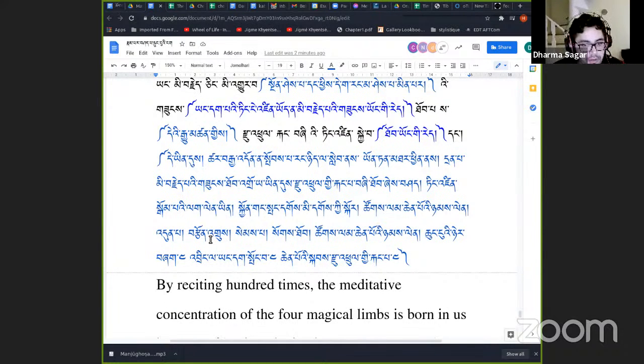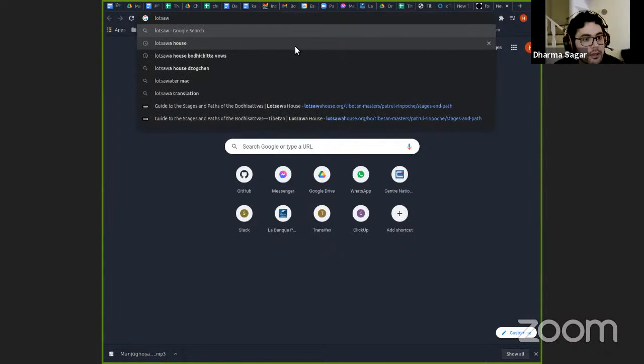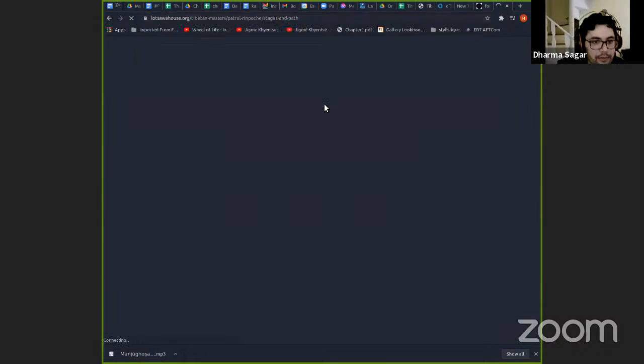And yes, so enumerating the four magical limbs. The first one is inspiration. Second one is diligence. Third one is thinking or something like that. And so, yeah, maybe we can check that in the text from Lotsawa House. Yes, here.